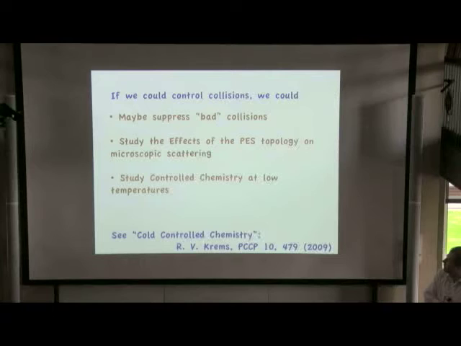Now, controlling collisions at low temperatures could also be exploited to study the effects of the global topology of the potential energy surfaces on microscopic scattering, unlike in some of those high energy experiments that probe only a limited range of the interaction potentials. And of course, what I find the most exciting is that if you have a handle on controlling molecular interactions, you could study controlled chemistry at low temperatures.